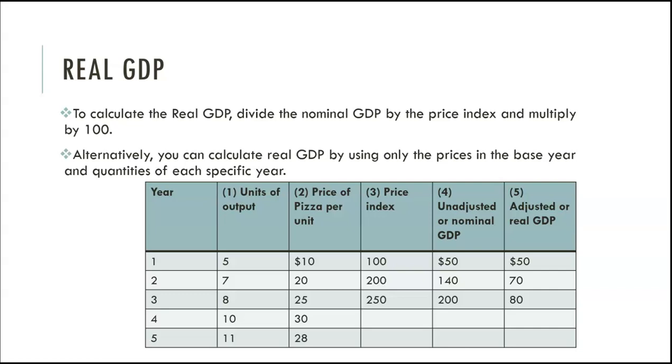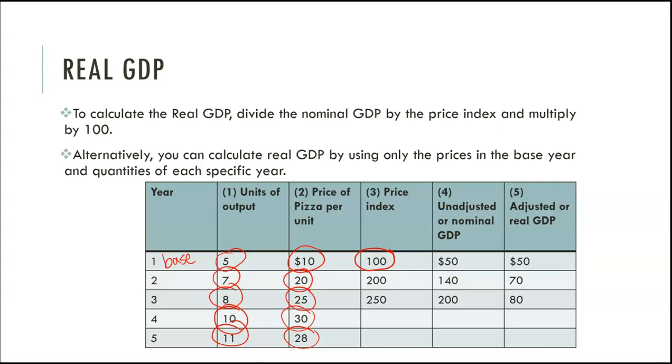In year 1, we have 5 pizzas. Price per pizza is $10. And year 1 is going to be our base year. Our price index is going to be 100. Year 2, we are selling 7 pizzas. Price of $20 each. Year 3, 8 pizzas at $25 each. Year 4, 10 pizzas at $30 each. And year 5 is 11 pizzas at $28.